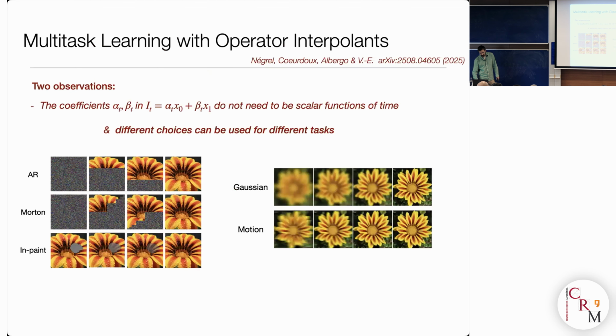Okay, so let's start with the first. First of all, there's a simple observation: when you do the interpolation here, I told you alpha and beta are scalar functions of time, like 1 minus t and t. There is no reason to take them as scalar functions. They could be operators, matrices if you want, if you're working on R^d. Okay? Why is that useful?